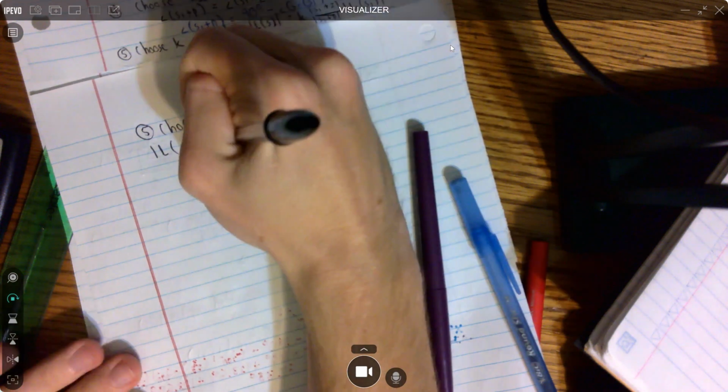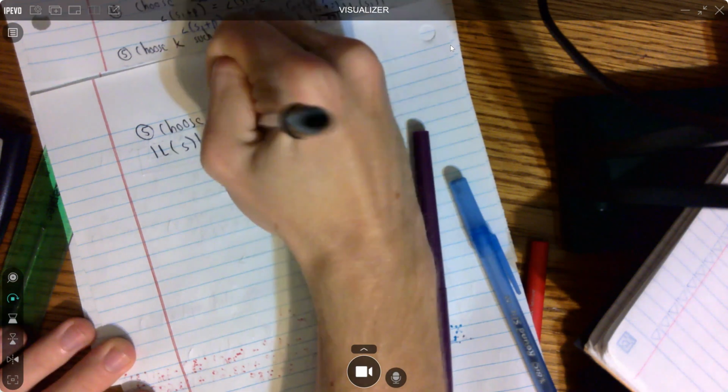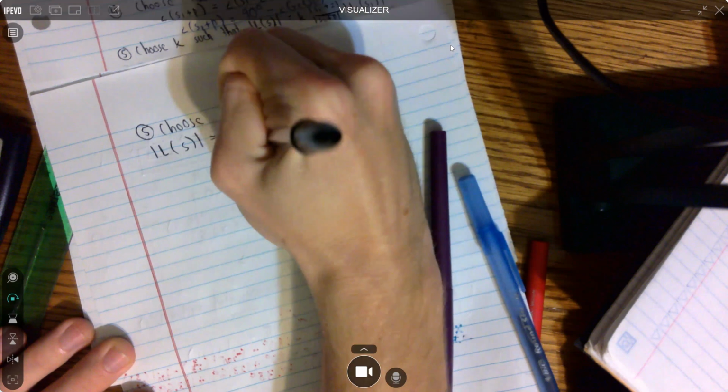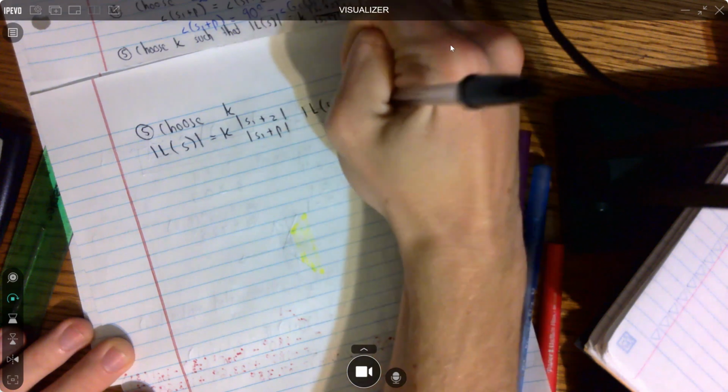So here what we're going to do for that is we're going to choose K so that our L of S is going to equal the magnitude, remember, because your open loop system is going to be the magnitude of your compensator. So that would be our K, and then the magnitude of S1 plus Z all over the magnitude of S1 plus P. And then the magnitude of your uncompensated system evaluated at S1 is equal to 1.